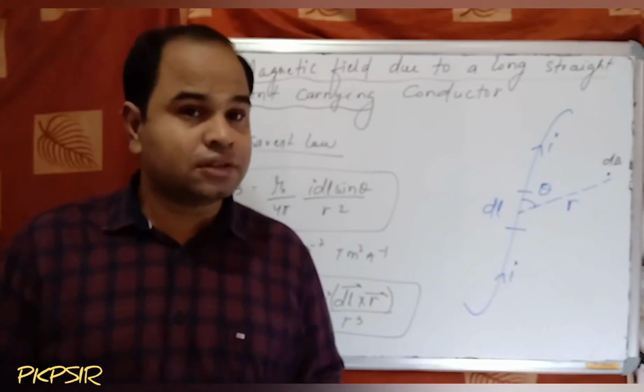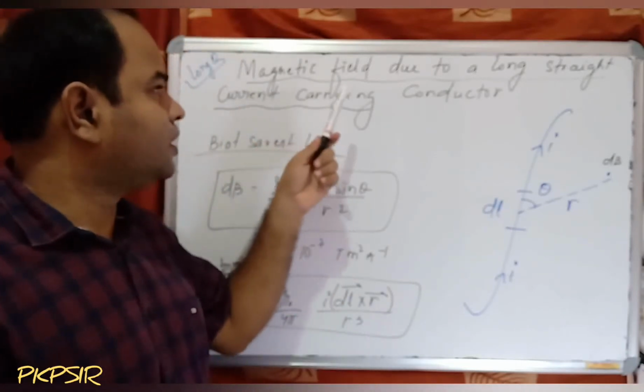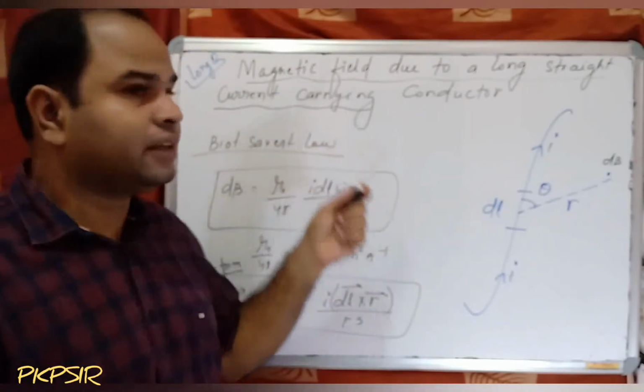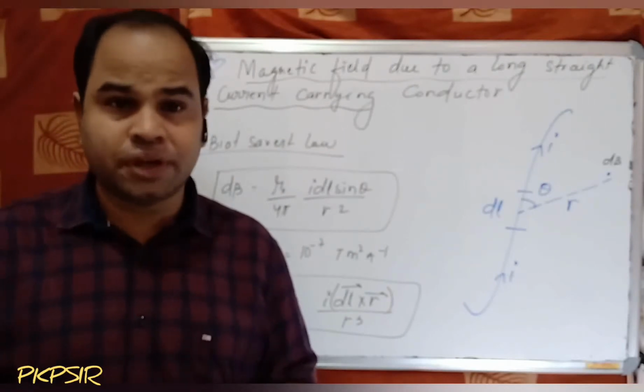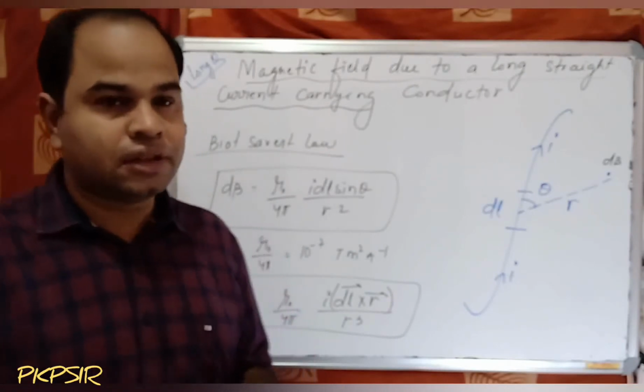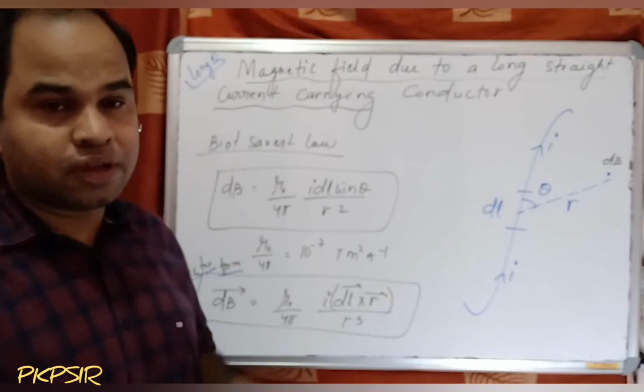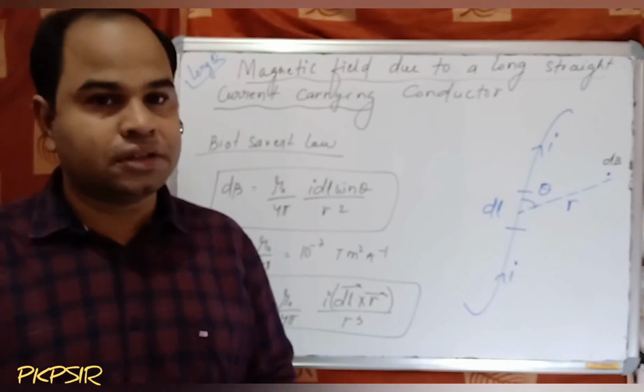Today we will discuss magnetic field due to a long straight current carrying conductor using Biot-Savart's law. It is a long question. It's a 7 marks long question which is asked in the board.